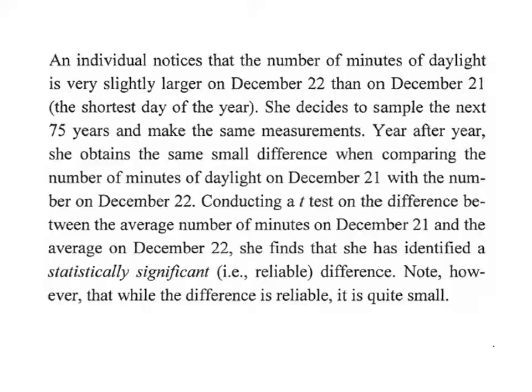So what the researcher will do is conduct a t-test on the difference between the average number of minutes on December 21st and the average on December 22nd. And what the researcher finds is that she has identified a statistically significant or a reliable difference. But the difference, even though reliable, is actually quite small.